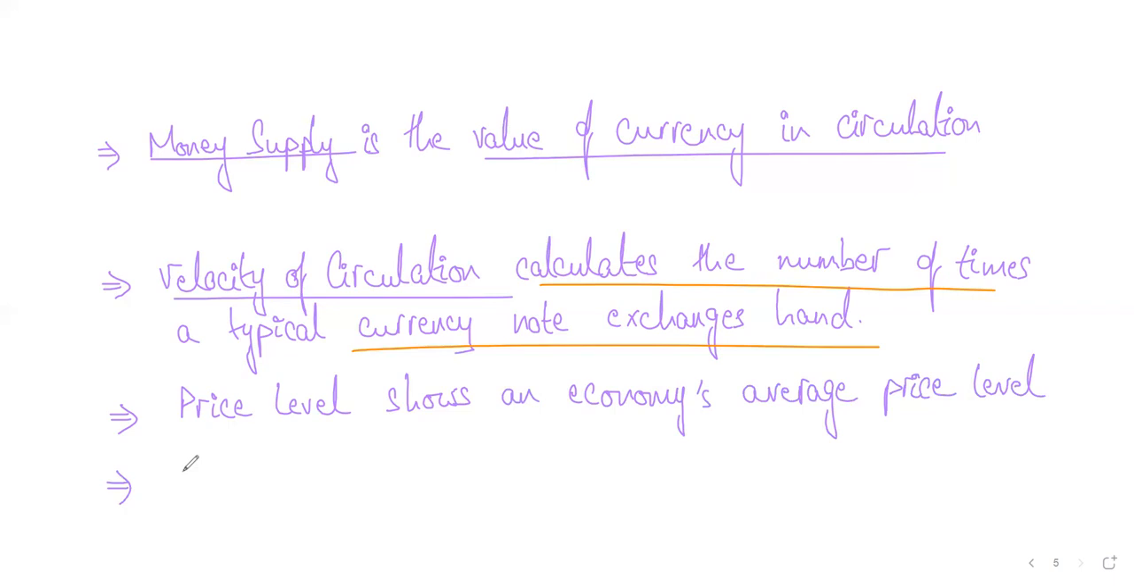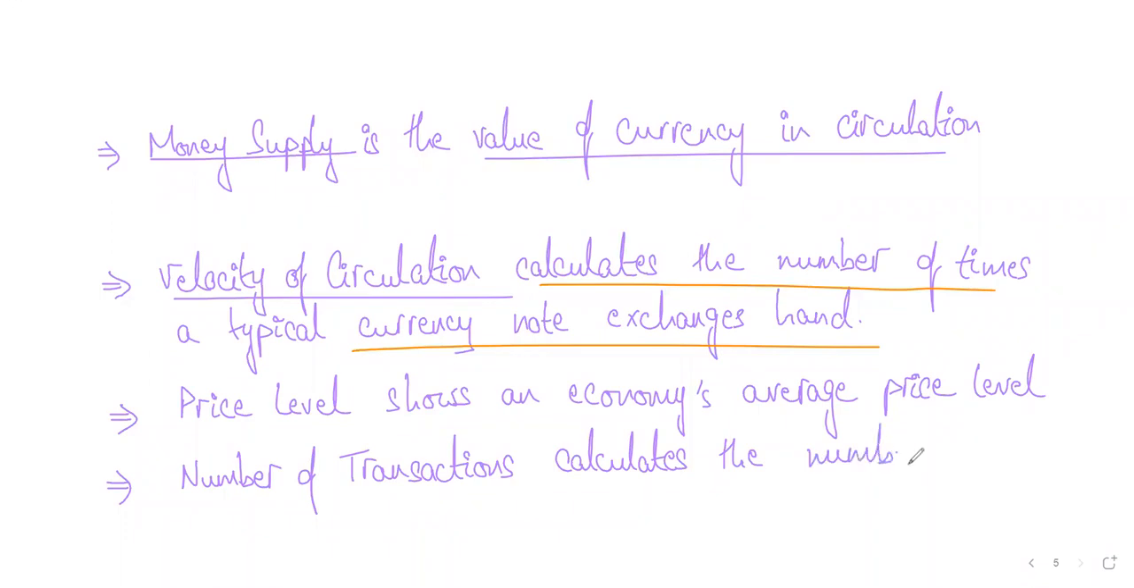And the last of all is T, which is the number of transactions. Number of transactions will tell you how many transactions take place in an economy during a certain time period, right?